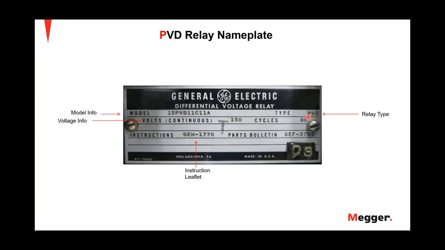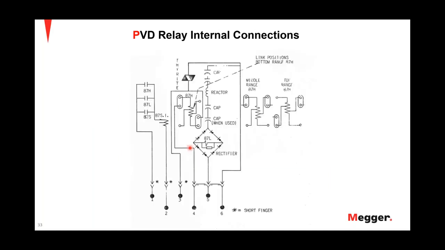The type is PVD. Like you see here, it's a differential voltage relay, right? And the continuous voltage rating on this relay is 150. So here is your instruction leaflet information. This slide shows the internal connections of this relay. So this relay basically has 2 operating units. The first one is the 87L, as you can see here, and the second one is 87H.